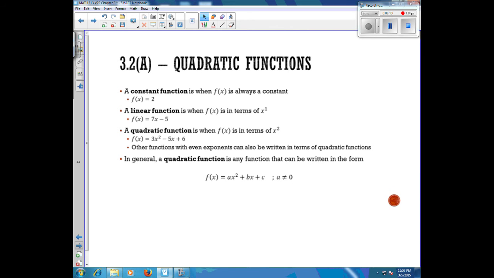So when we talk about functions, we say a constant function is any function that's just equal to a number. So something like f of x is equal to 2. It's constant because it's always equal to 2. When we refer to something as a linear function, we're talking about it in terms of x to the first power. So anything that's written in terms of x to the first power is considered a linear function. A quadratic function is anything where x is written to the second power, so x squared.